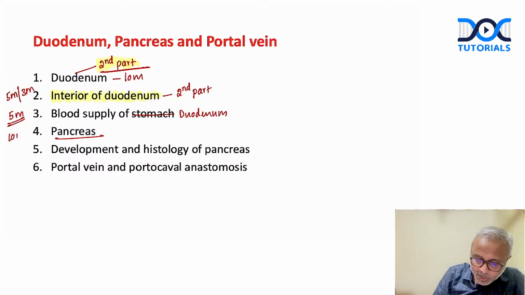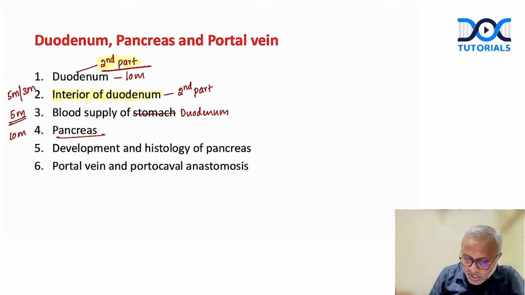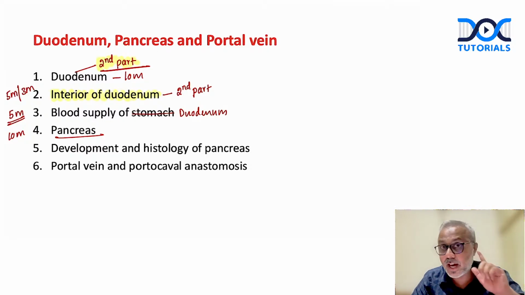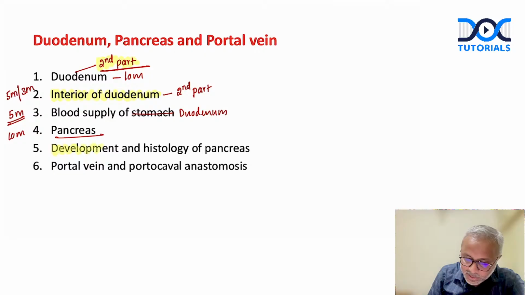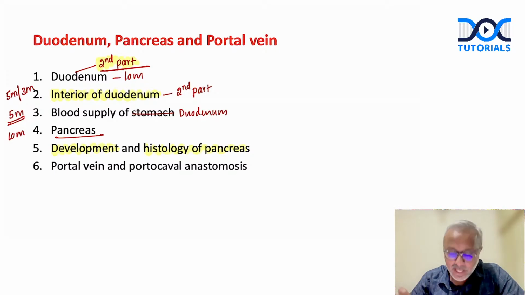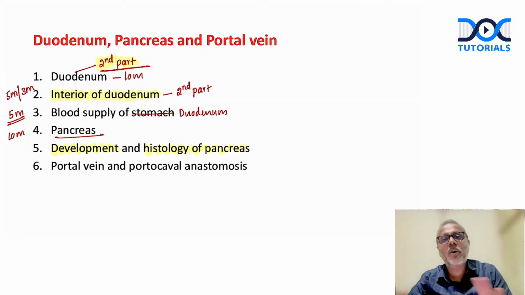Pancreas, a very important 10 marker question. Then again, in the entire abdomen, two questions that we keep seeing are from the development of the pancreas and histology of the pancreas. In general histology, one question that we have seen most often is the histology of lymph node, right? In case of the abdomen, two questions that we have very commonly seen are from histology of the liver and then histology of pancreas, right? Very important, so be prepared for these.